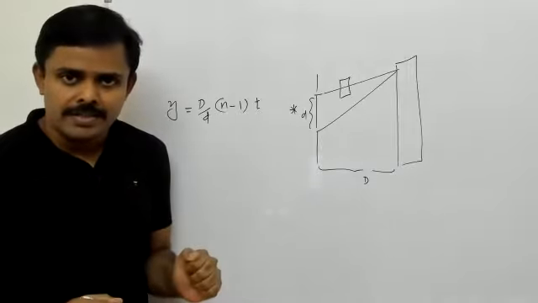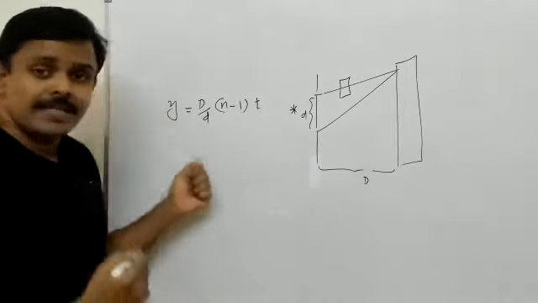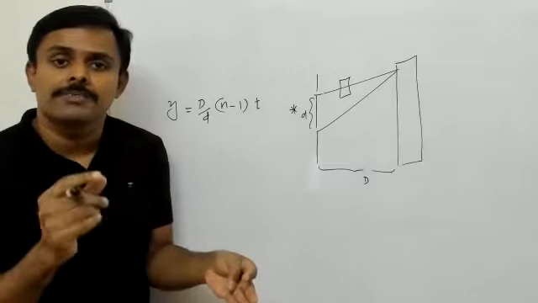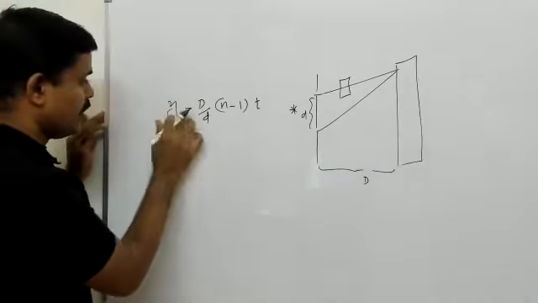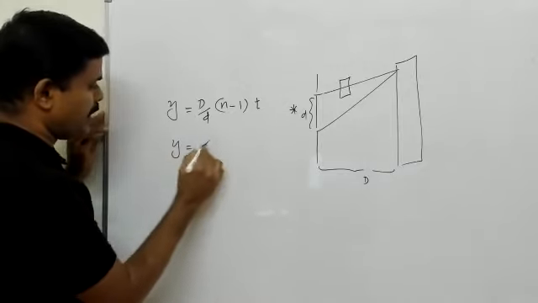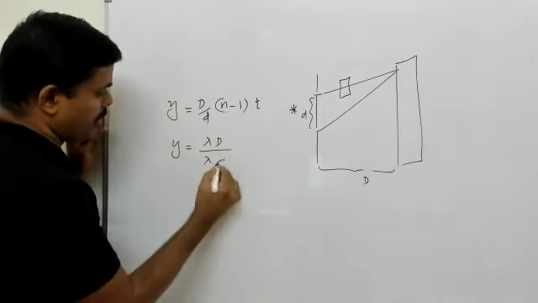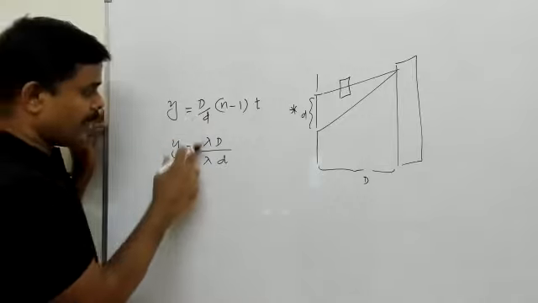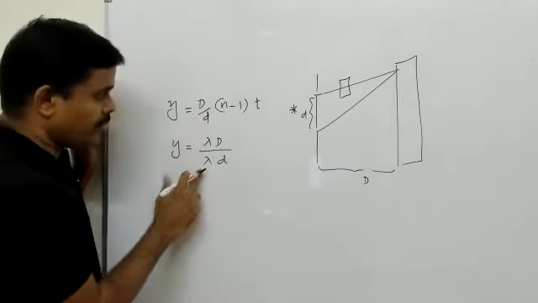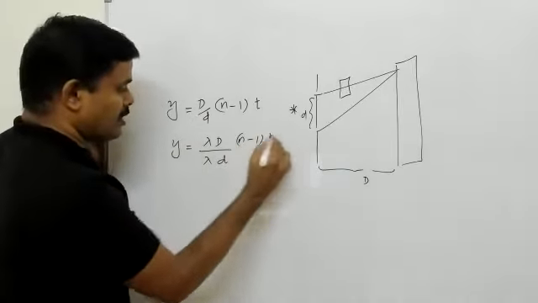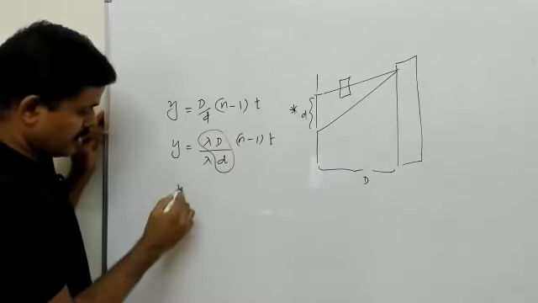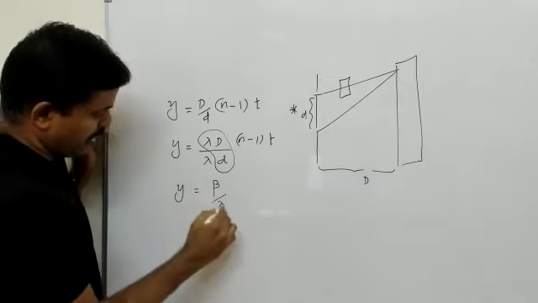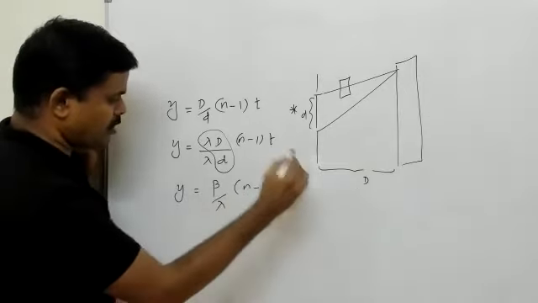In some questions over the years, they've been asking it this way. They'll give the options in terms of number of fringes. I'll tell you how to get it. Look at this. I'm going to multiply this with lambda, numerator and denominator. I multiplied with lambda, and divided with lambda into (n minus 1) into t. So if I take lambda D by d, it is what? Beta. So y is equal to beta by lambda into (n minus 1) into t.